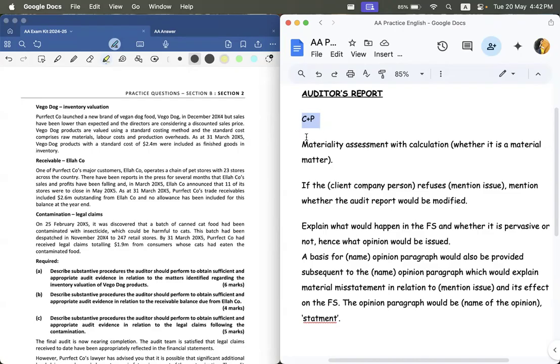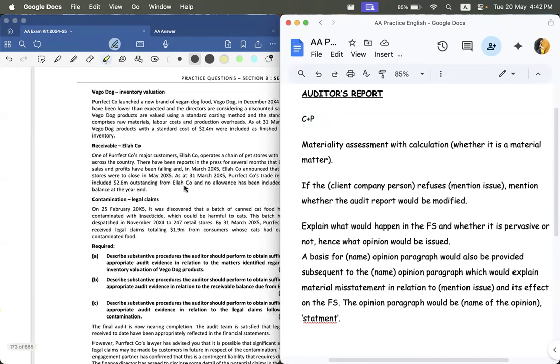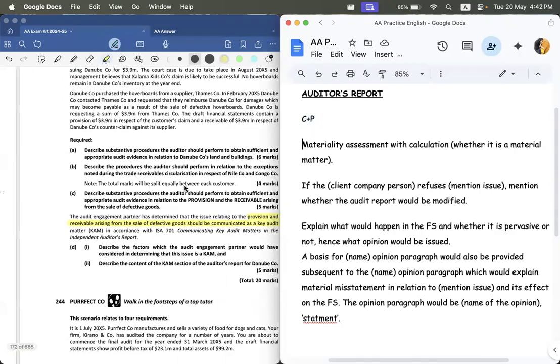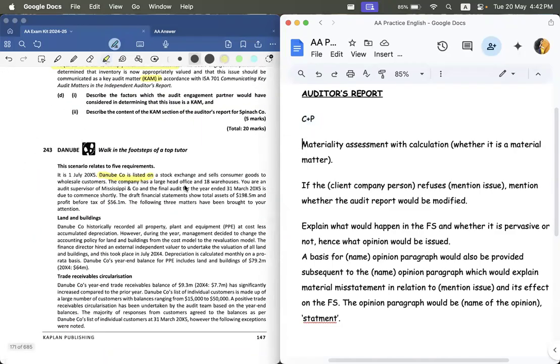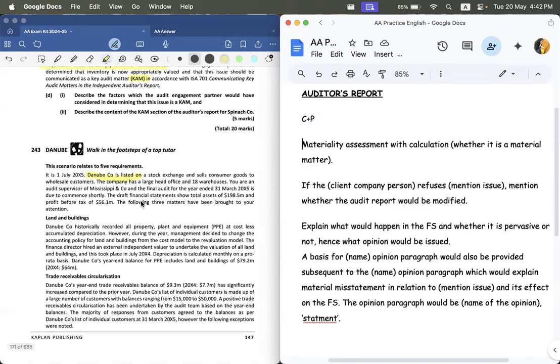And how do you know if it is material? In the question, in the first paragraph, they would mention the profit. Clear? And if you have read my notes carefully, in the risk chapter, there is a range that I've mentioned, right? 0.5 percentage of sales, 5 percentage of PBT, right?